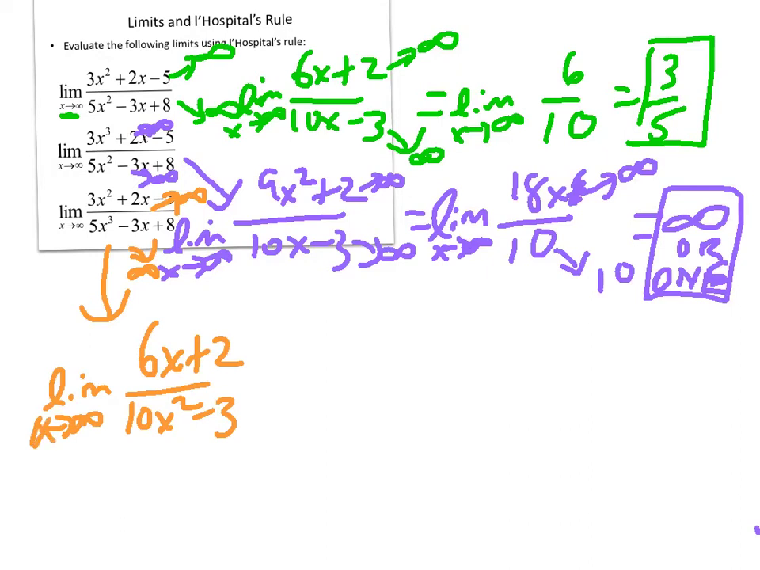So if you notice here, they both have an x in it, so they're just going to both get infinitely bigger. So again, I apply L'Hopital's again. So the derivative of the top now is 6, the bottom is 20x. And I take the limit as x goes to infinity of that.